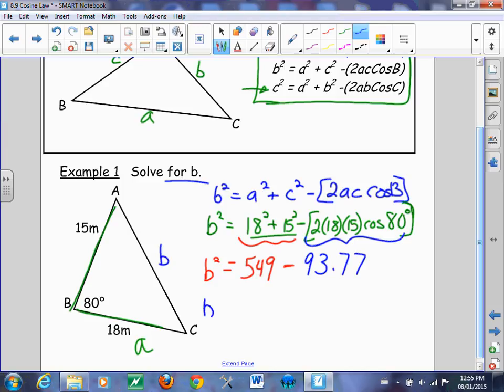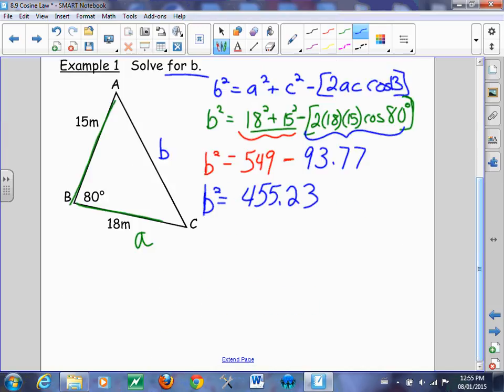Keep solving here. We go b squared equals 455.23. And now, don't forget, how do we get our final answer? You got to take the square root. So b equals the square root. This is why, folks, I took it to 2 decimal places, because if you're going to take the square root and want to have 1 decimal place, you have 2 to start with. Okay? And final answer is going to be b equals 21.3 meters.